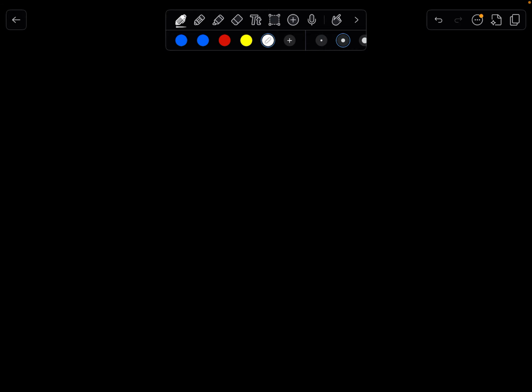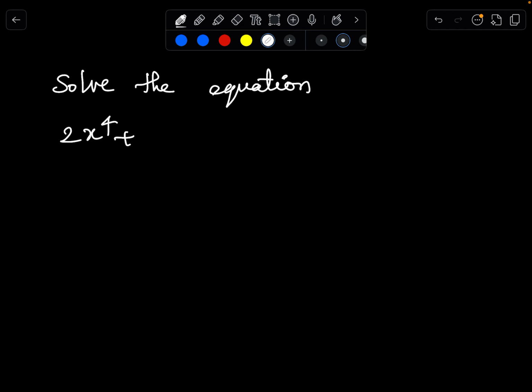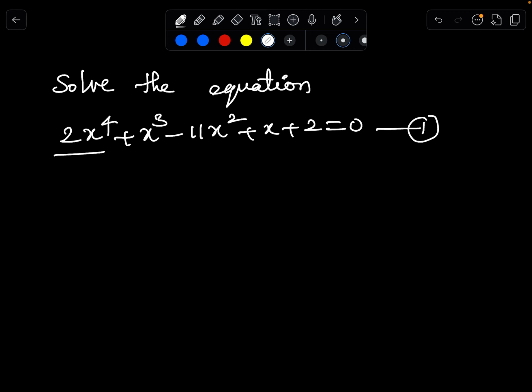Discuss a problem on quadratic expression. The question is to solve the equation. The equation is 2x to the power of 4 plus x cube minus 11x square plus x plus 2 equal to 0. Observe that in the given equation the highest power and constant coefficients are the same, and the odd power variable coefficients are the same.